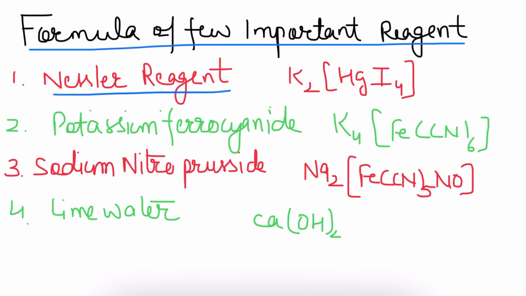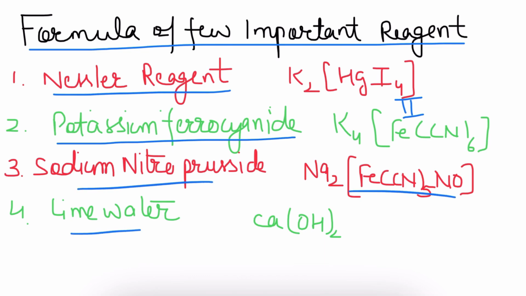Formula of a few important reagents. Nessler reagent, its formula is K2HgI4, where the coordination part is HgI4. Potassium ferrocyanide, K4[Fe(CN)6]. This Fe(CN)6 we keep in a coordination sphere, and iron is present in the +2 state here. Sodium nitroprusside, Na2[Fe(CN)5NO]. Lime water, Ca(OH)2.